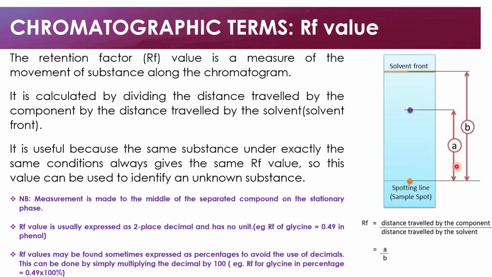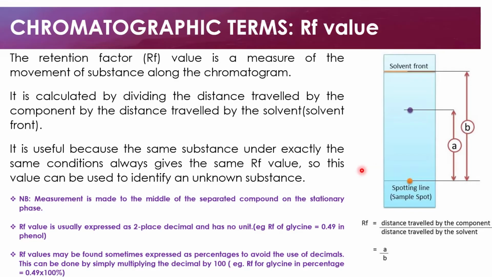So from this chromatogram, this is our separated component over here. If you want to measure the distance traveled by this component on the stationary phase, we measure the distance from the baseline, or the spotting line, to the middle of the separated component, as shown in the chromatogram, and this is given as A over here.